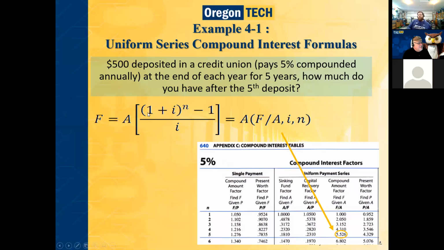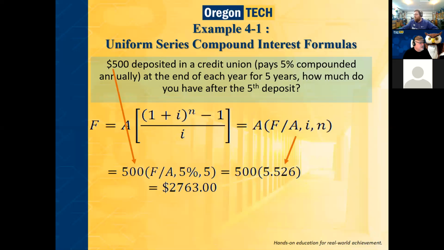If you stick that in here, (1 plus 5%) to the 5th power minus 1, divided by 5%, you would get this 5.526. You stick that number in there. So $500 times that F sub A we just looked at out of the back of the book, 5%, 5, is 500 times 5.526, which is 2763. If you don't want to trust the back of the book factors, you can do this manually and multiply 5.526, because that's what you'll get out of this formula, times 500.